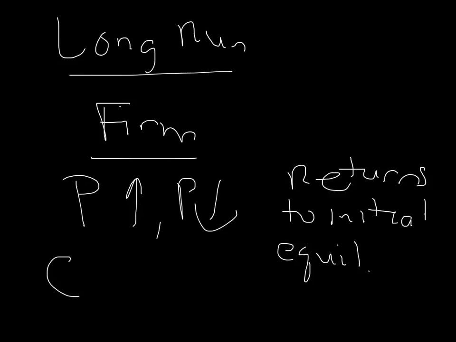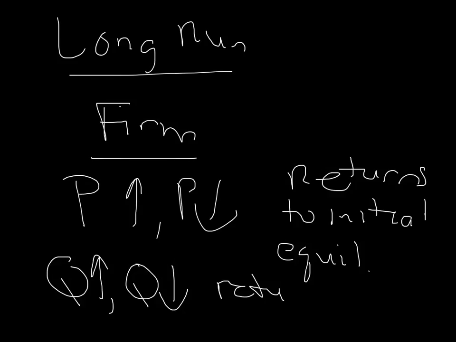What happens to output? Well, for the firm, output initially increased, but then as more firms enter the market and the price decreases, when we set MR equal to MC, the quantity is going to go back down, and it also returns to the initial equilibrium level.